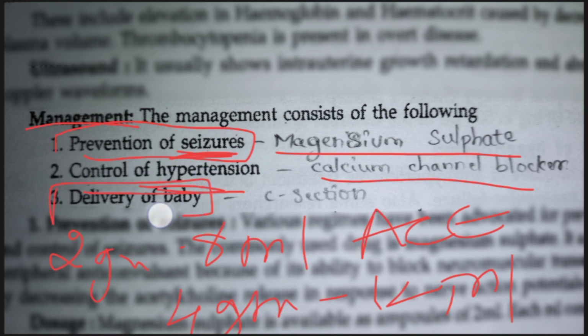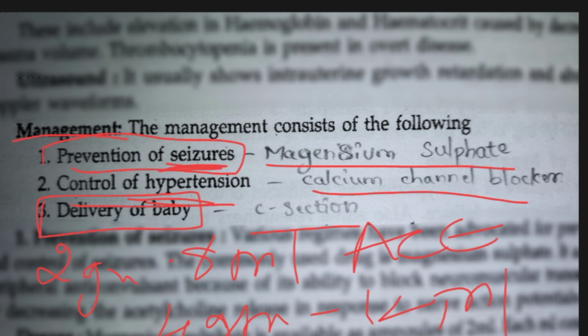The next management is done during the delivery of the baby. If the mother has a high frequency of eclampsia, of seizures, then the delivery will be performed by C-section, or else we will try to perform it in the normal way. This is the management of hypertension.